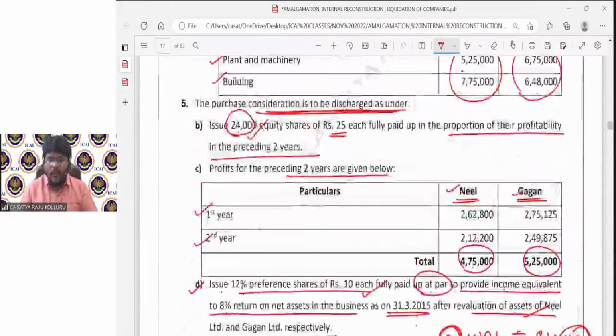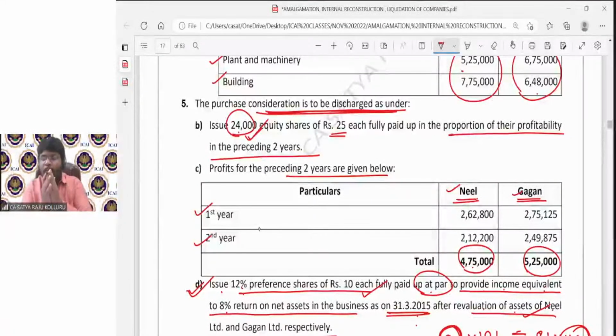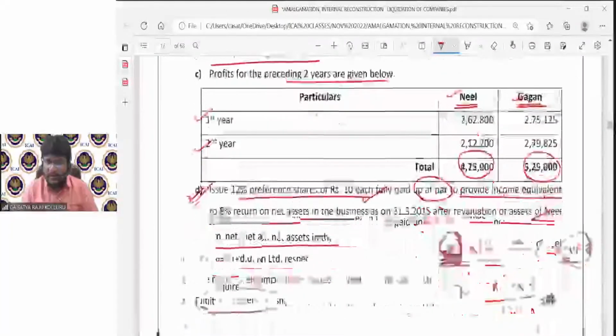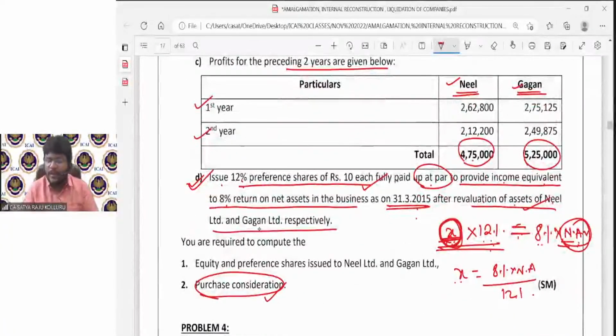Now, how much worth of equity shares you are going to issue and how much worth of preference shares you are going to issue, if you combine them, then you will get the total purchase consideration. Then you need the PC, equity and preference shares issued to Neil Limited and Gagan Limited. If you know the PC, then if you divide it by the issue price, you will get the number of equity and preference shares issued to Neil Limited as well as Gagan Limited.